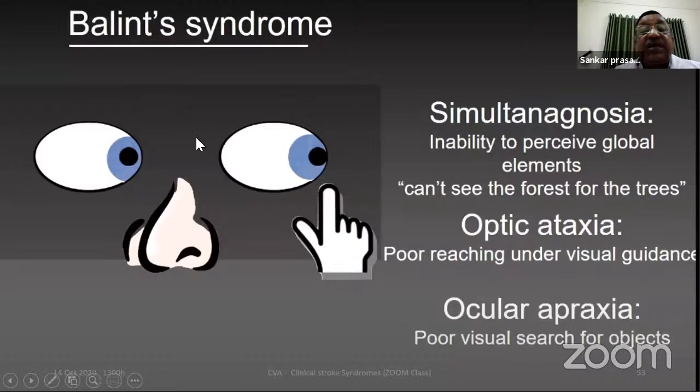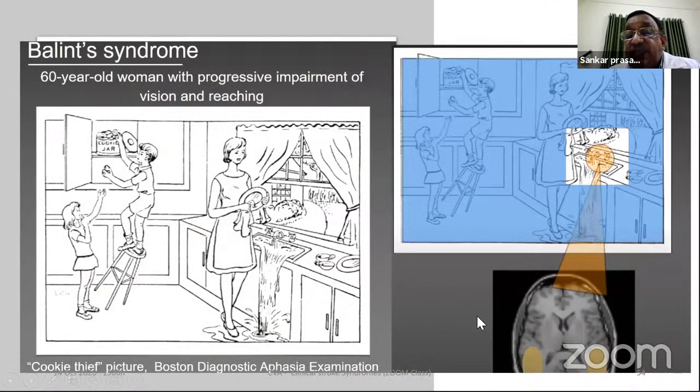So then what is Balint syndrome? It is an affliction of the striate cortex and the visual association areas all around the striate cortex. If there is an inability to perceive all the elements in a picture, I'll show you the picture, and if there is poor reaching under visual guidance, optic ataxia, and poor visual search for objects, these are all possible in Balint syndrome, an affliction which we'll see in this case.